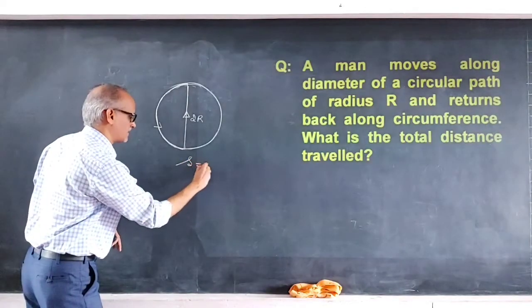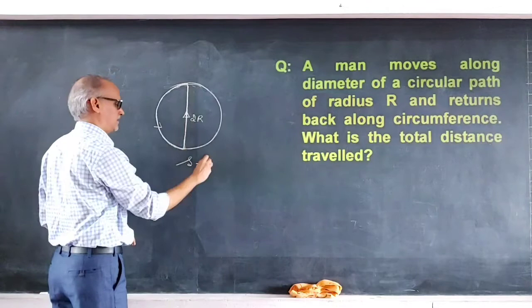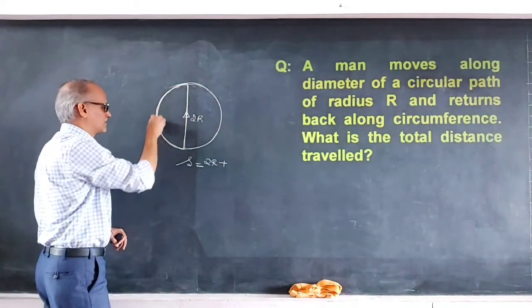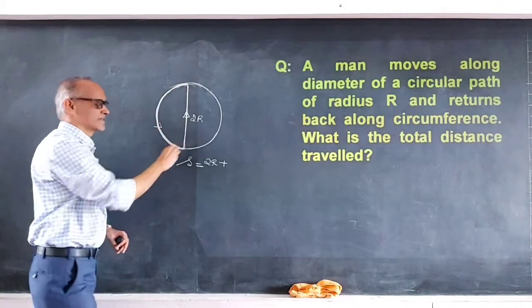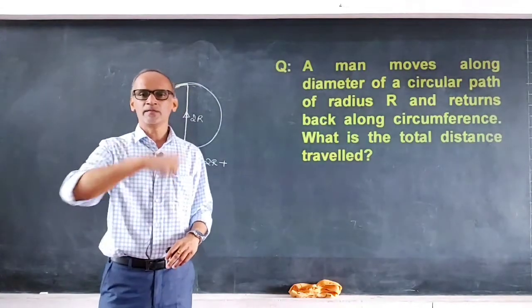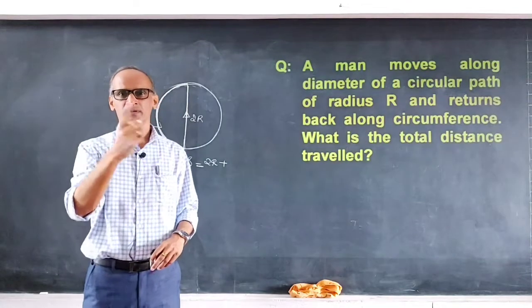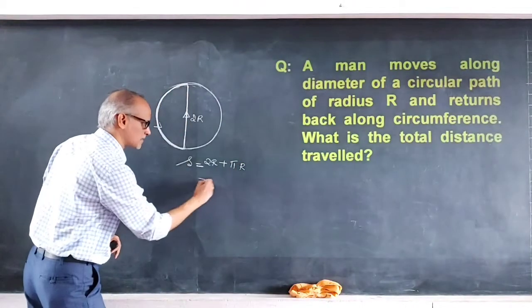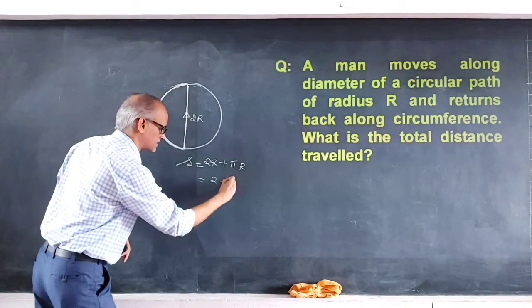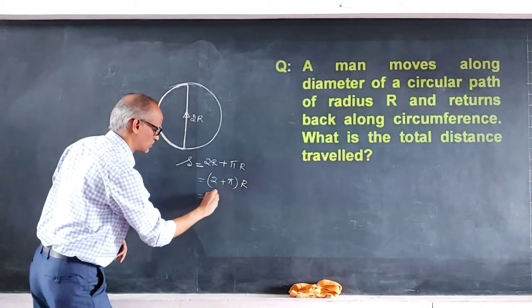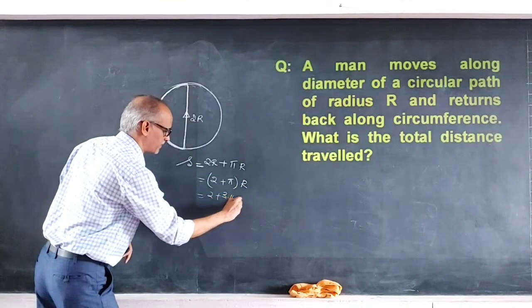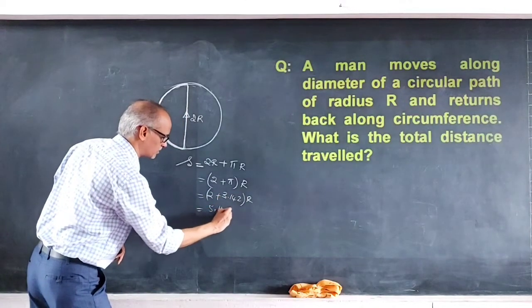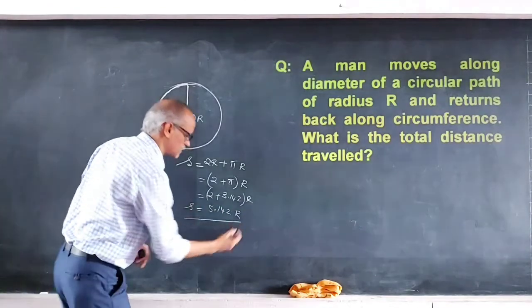So for the total distance traveled, first this is the path. How much is that? It's 2r. Then this is the path. Remember, this is not a full circle, this is a semicircle, half circle. For one full circle, how much? 2 pi r. For a semicircle, pi r. So r is common, you will get (2 plus pi) into r. What is the value of pi? 3.142 into r. Just add them now, so you will get 5.142 r as the distance traveled.